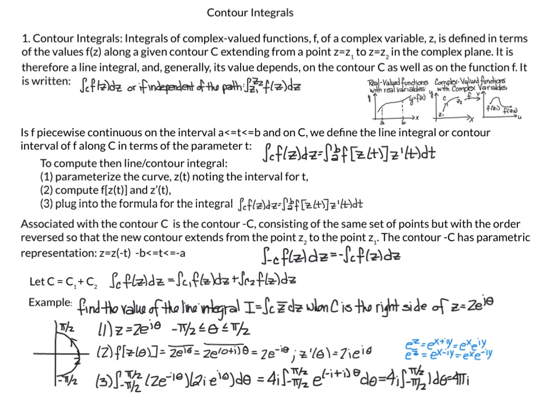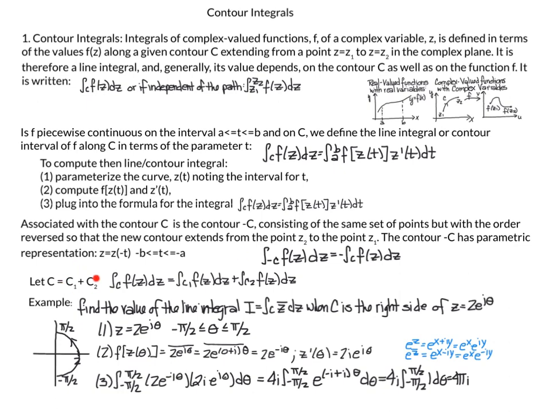Associated with the contour c is the negative contour, negative c, which consists of the same set of points but with the order reversed. So in other words, maybe instead of going counterclockwise, you go clockwise. So the new contour extends from point z2 to z1. And the contour negative c has parametric representation z of negative t, where t goes from negative b to negative a.